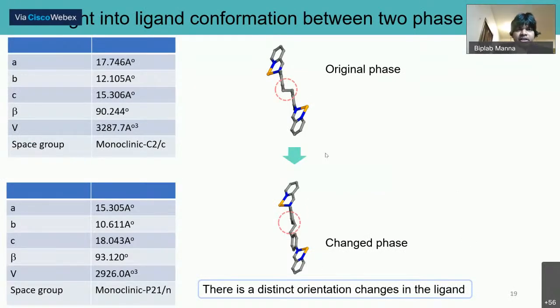And there is also insight, if we go to the ligand conformation of the phase change and the unit cell parameter, there is a change, obviously, you can see. In the ligand conformation, in the original phase the two sides of the ligand are almost parallel, but in the changed phase the twisting is more, and it is not exactly parallel. The twisting in the aliphatic side is more. So there is a distinct orientation change in the ligand we can find.